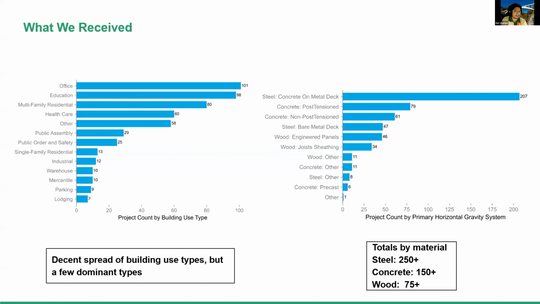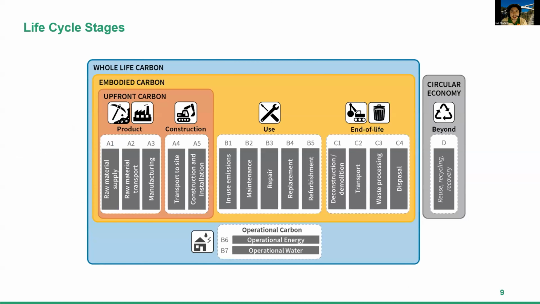We received many projects, over 500 and over 600 projects at the current time, but we will be analyzing around 520 for this report. We received office and education projects, multifamily residential, over 250 steel projects, 150 concrete projects, and over 75 wood projects. I'm going to have to talk about life cycle stages here for a bit.